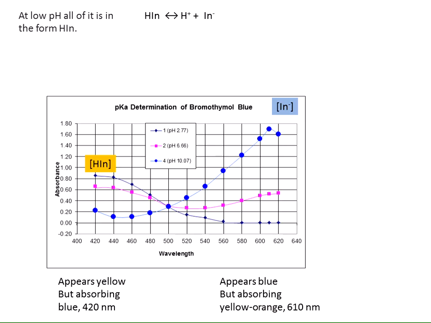And we said that at low pHs, all of it is in the form of the HIN. So at low pH, that means you've got a high H plus concentration. And a high H plus concentration means that this is going to be pushed to the left. And so at low pH, your indicator is going to be in the protonated form, and it's going to be absorbing at 420 nanometers.